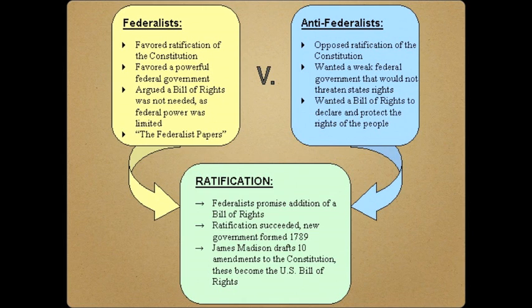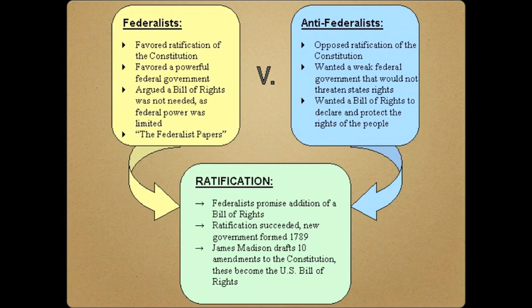The Anti-Federalists opposed ratification of the Constitution, wanted a weak federal government that would not threaten states' rights, and wanted a Bill of Rights to declare and protect the rights of the people.